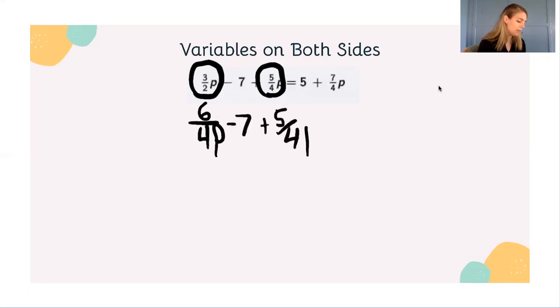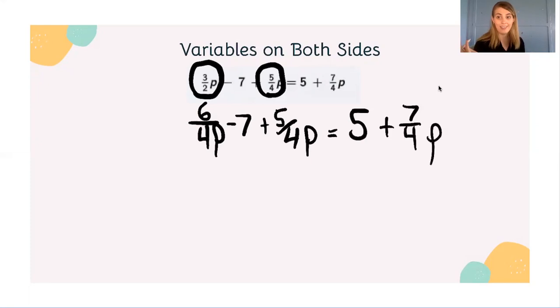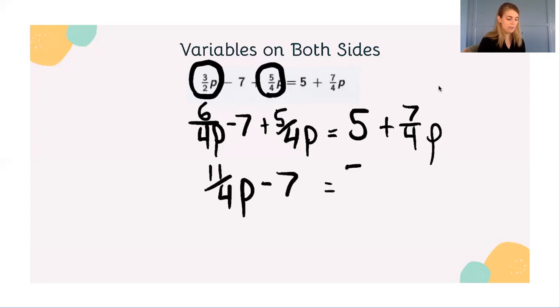I have this habit where I just go ahead and move everything down whenever I do anything. So now I can combine 6 over 4p and 5 over 4p and get 11 over 4p minus 7 equals 5 plus 7 over 4p. Now I'm going to look at my opposite sides and say, how can I get everything that is the same type of term together and combine?